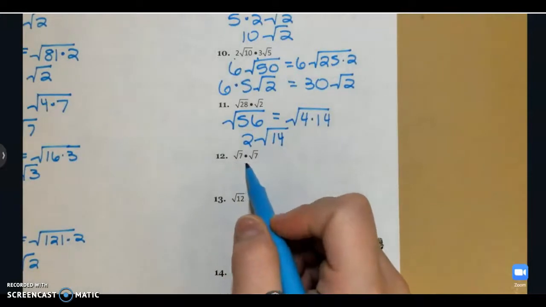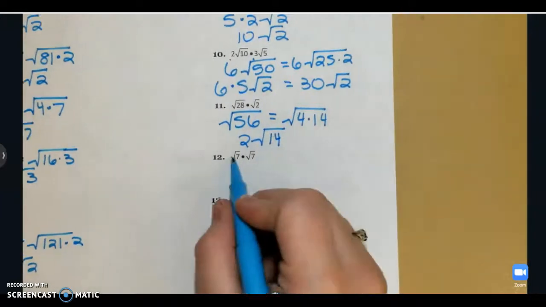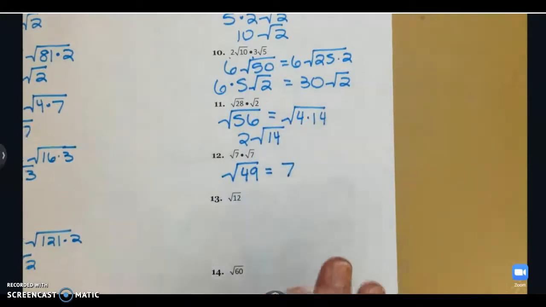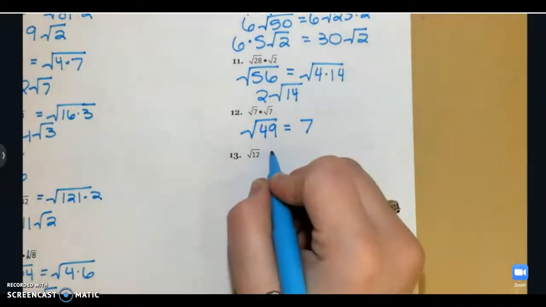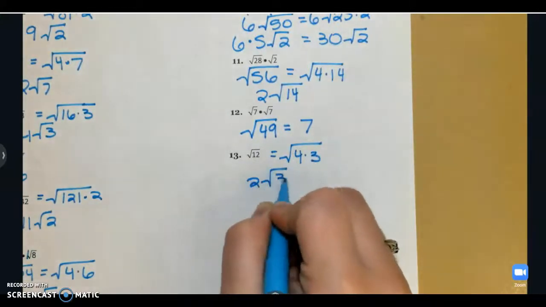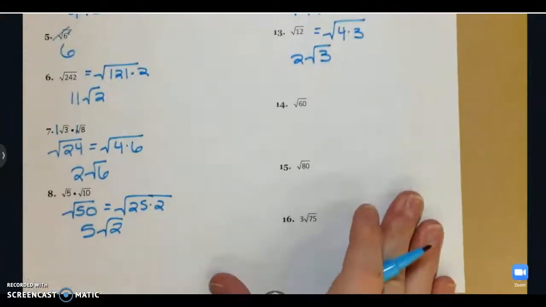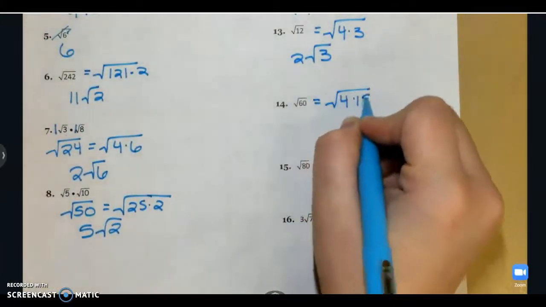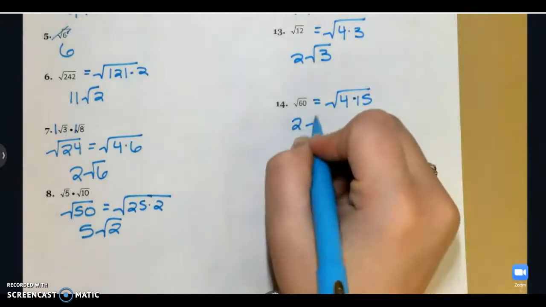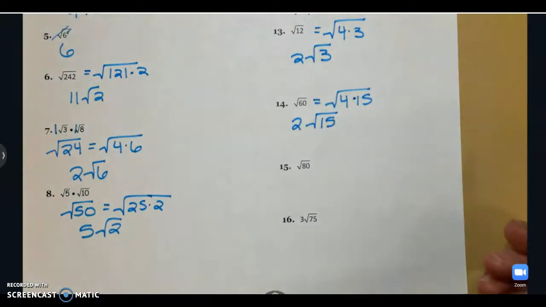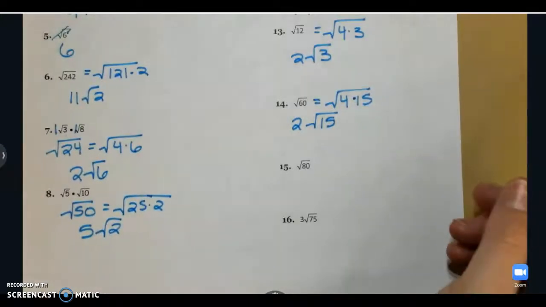Now, 14, none of its factors are perfect squares, so we know that that is completely simplified. Square root of 7 times square root of 7, we kind of worked with that one on our last set. Multiply what's inside, that gives you 49. Square root of 49 is 7. Square root of 12, we can simplify that. It's going to give us 2 square root of 3. Square root of 60 is equal to 4 times 15, 4 being a perfect square. So 2 square root of 15. None of 15's factors are perfect squares, so we know that that has been completely simplified.